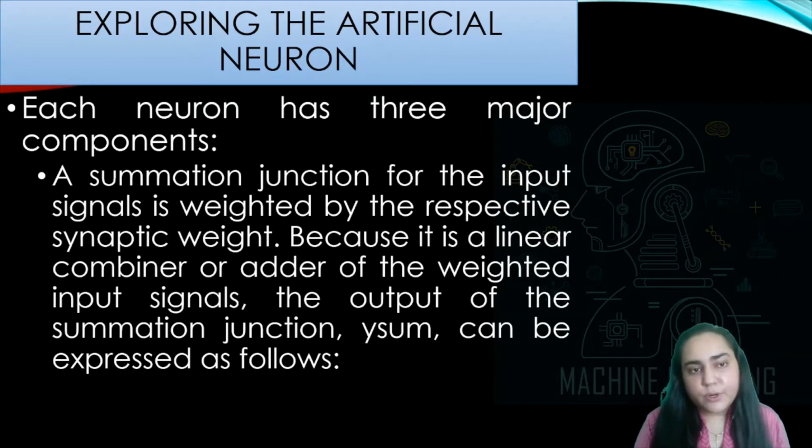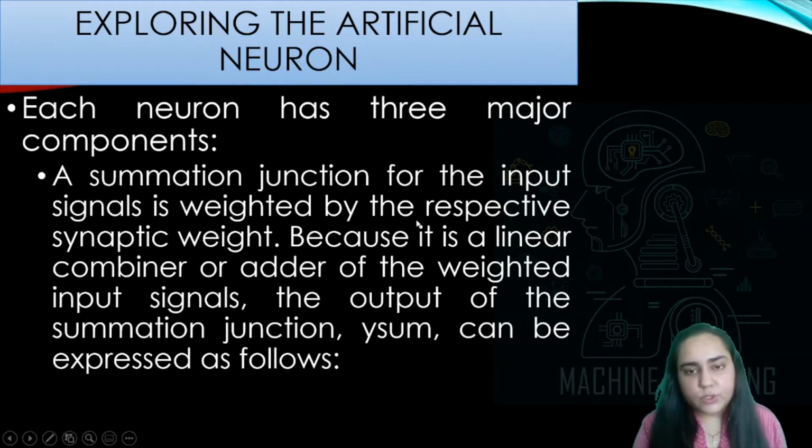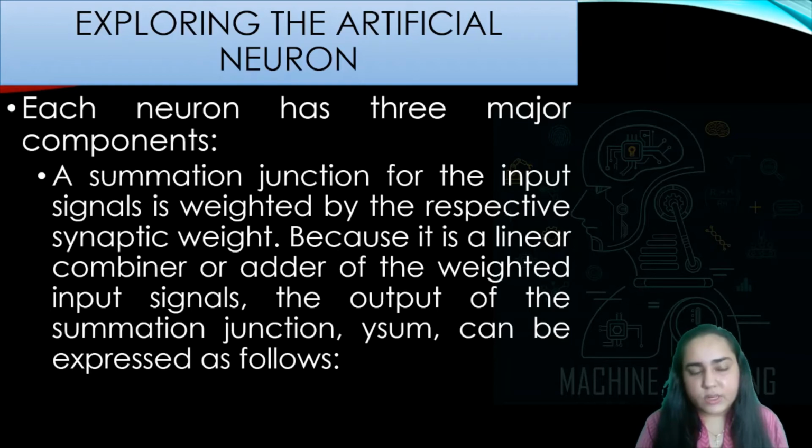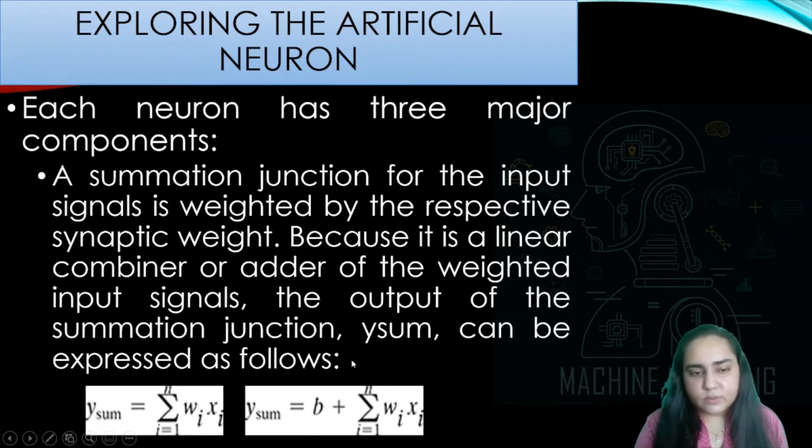So the second part of your neuron is the summation junction, where the weighted input signals are all gathered together along with the respective synaptic weights. And it's just going to combine everything. So this is just like the soma of the biological neuron. And because it's a linear combiner or adder, you can represent it in this manner.